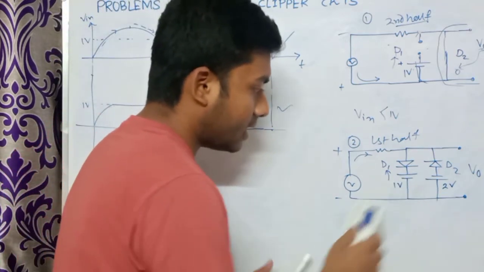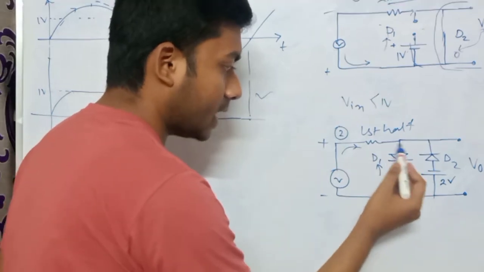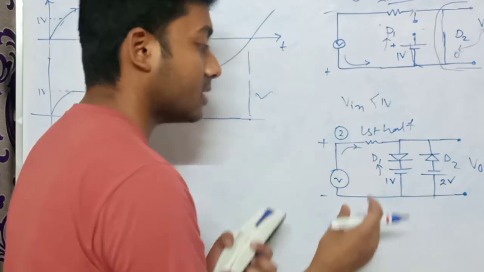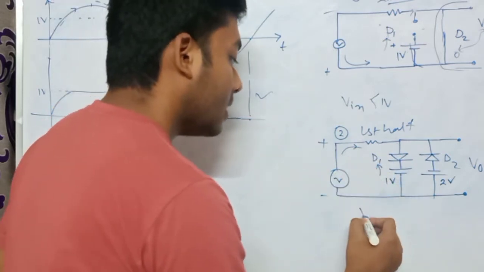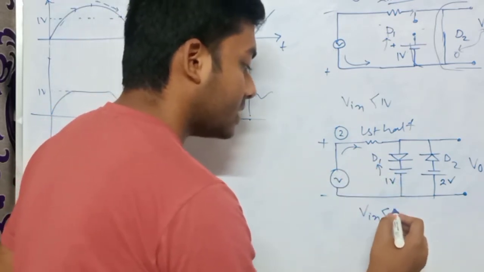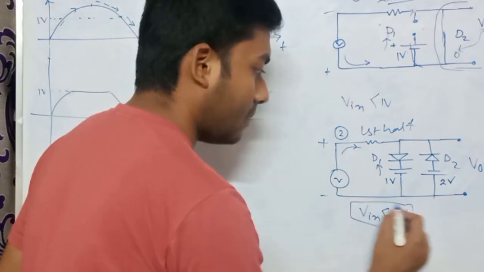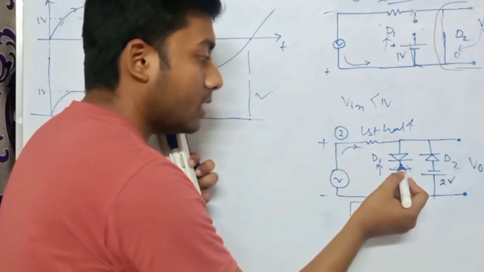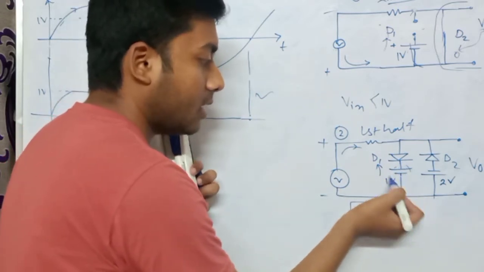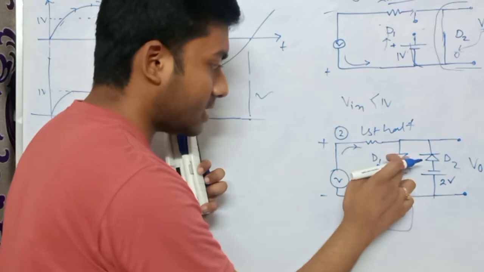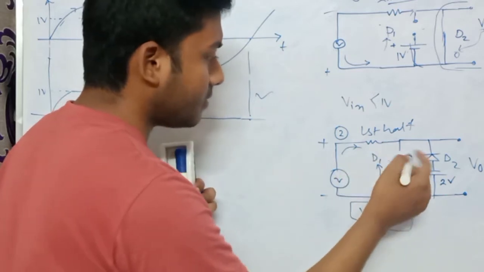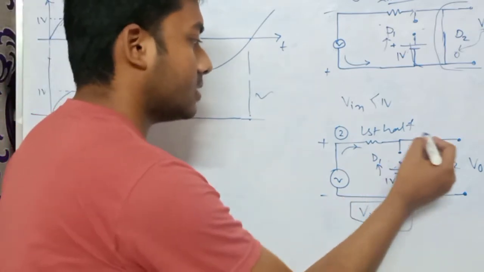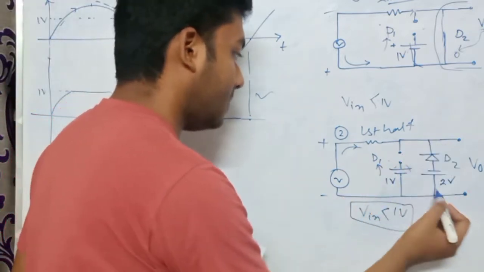Now due to this battery, you can see that this diode is in reverse bias condition. Due to this reverse bias, this is just an open circuit till V input is less than 1 volt. In this time period, as the battery is dominating, this will be just reverse bias, and this will be just an open circuit. And what will be this line?